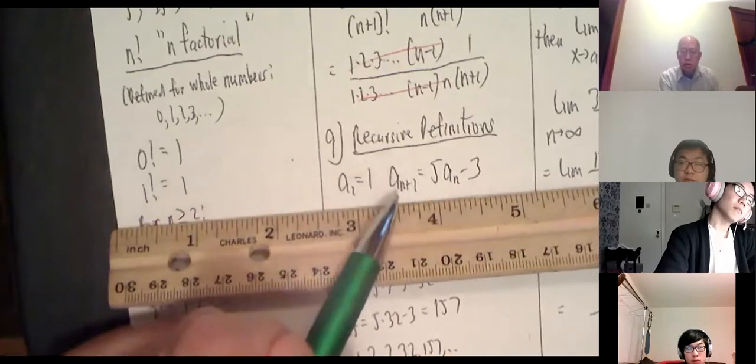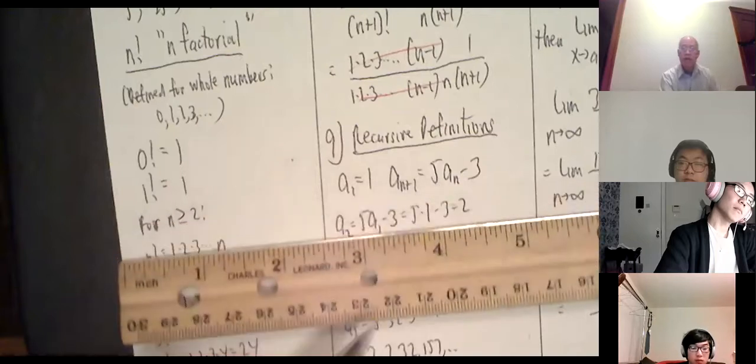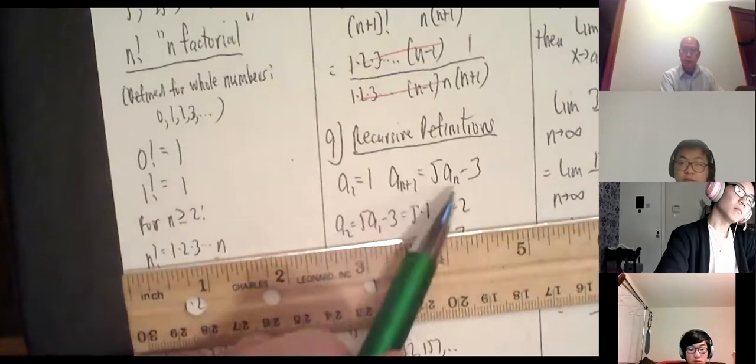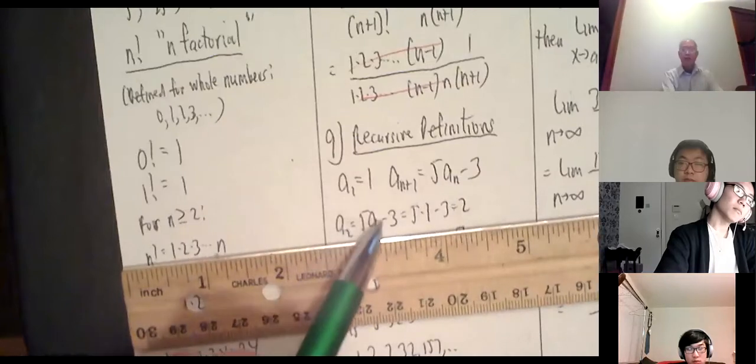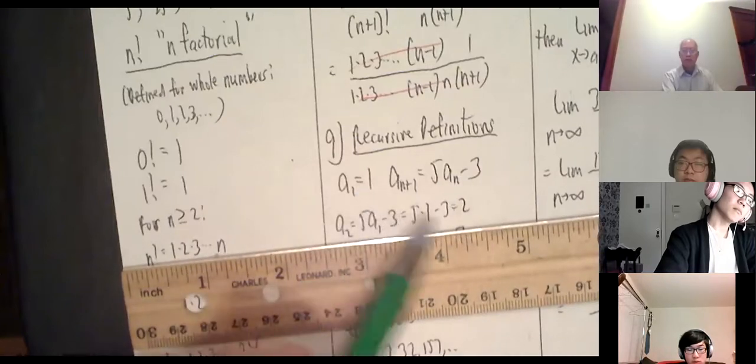Okay, so A2 is 5A1 minus 3, right? So I put 1 here. 1 plus 1 is 2. So how do I find the second term? 5A1 minus 3. So that's 5 times 1 minus 3, which is 2.